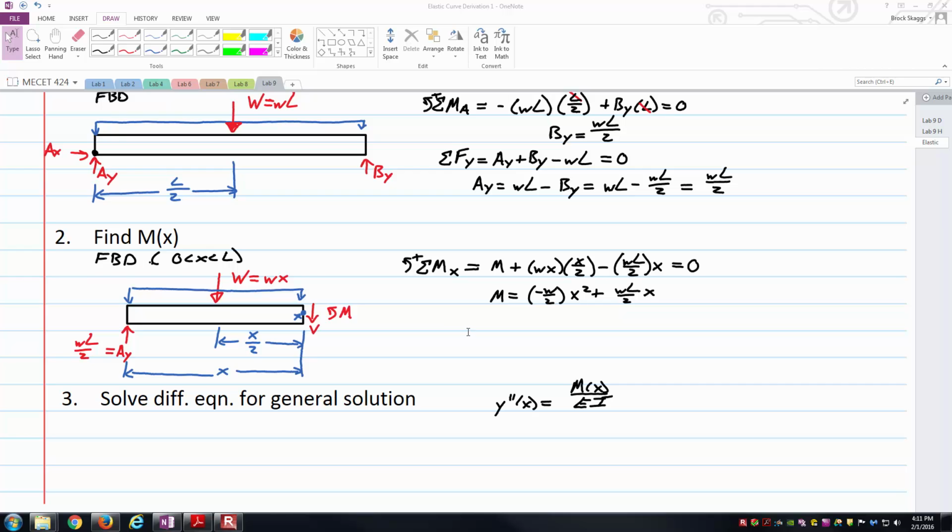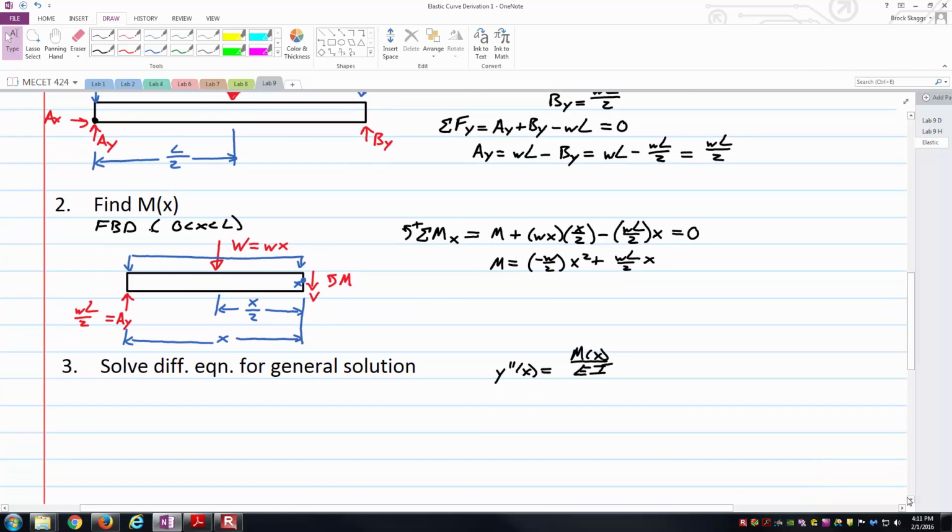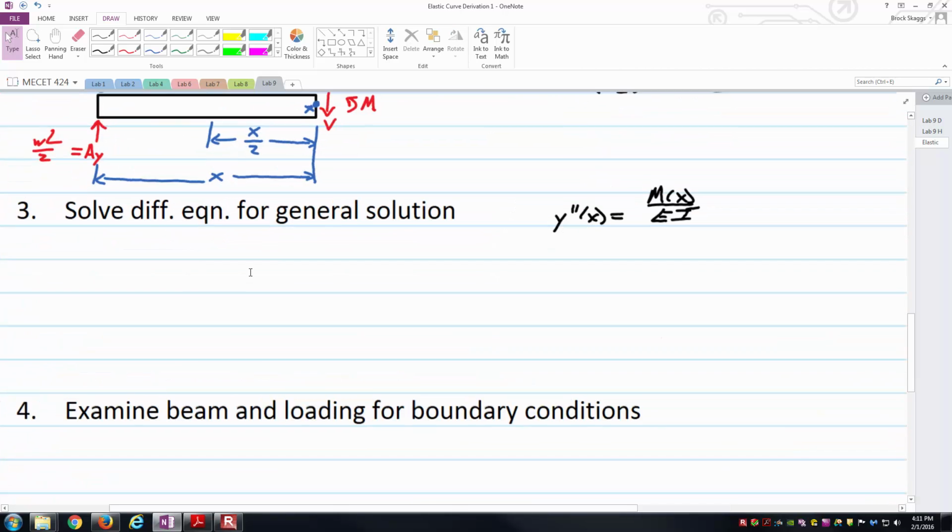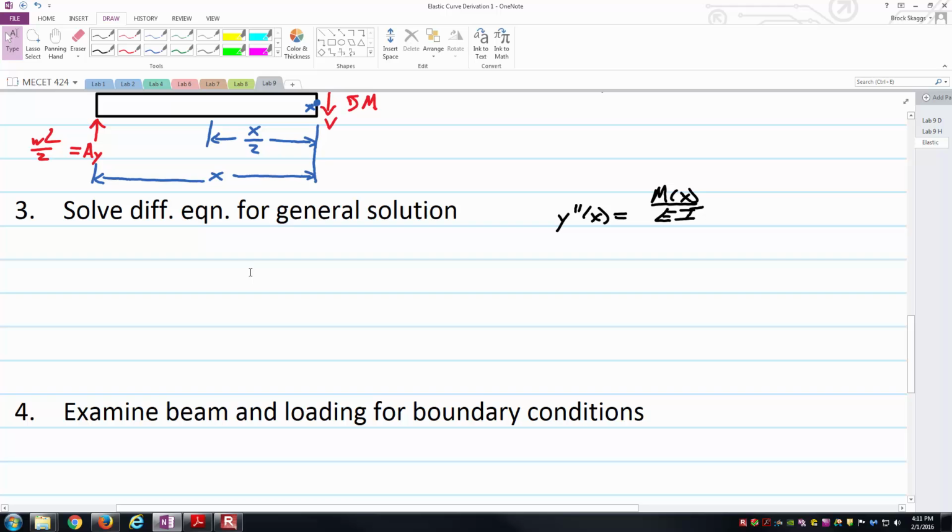Now I have a way that I can pass in a position x value. If I know the distributed load lowercase w, if I know the overall length of the beam L, it will immediately return to me the internal bending moment at that given spot on the beam. And so now we've got item 2 done. We're ready to jump down into item 3 here in order to solve the differential equation for our general solution.